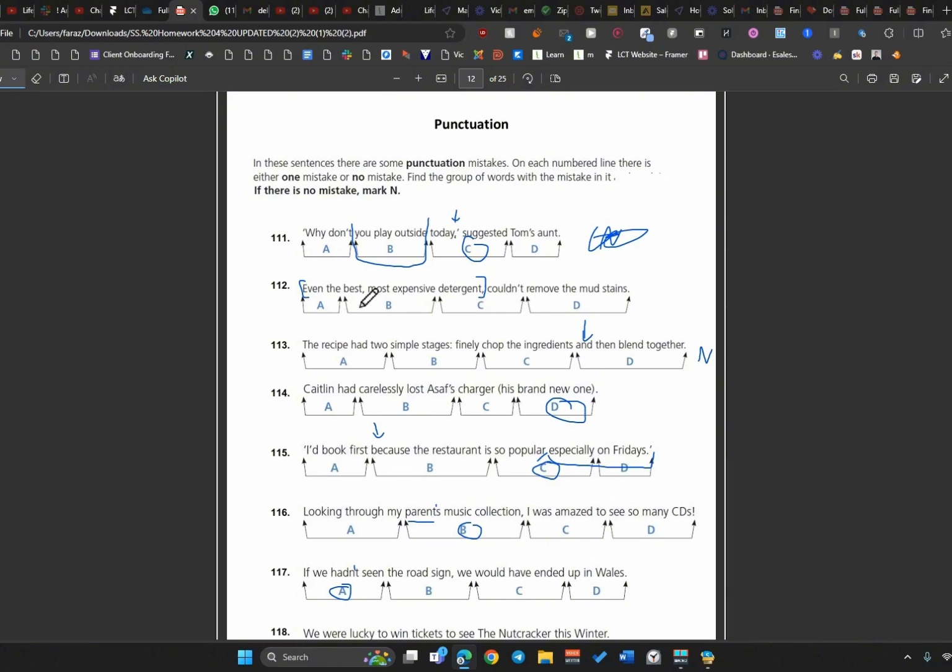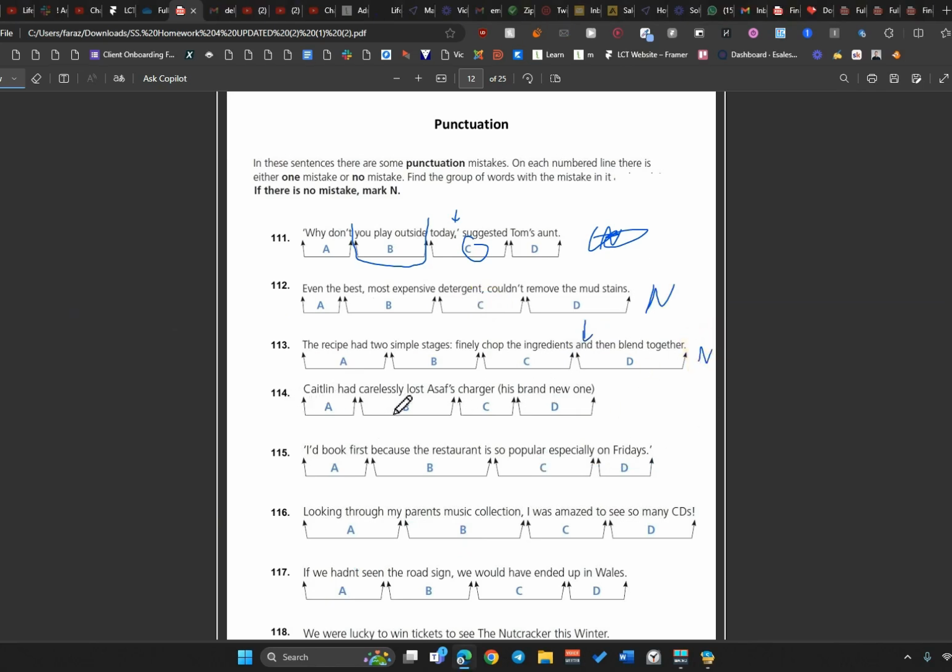own. The reason you're allowed a comma here is because that's more of a list, so you're saying best and most expensive, using a comma rather than "and", whereas a comma here would be to end the clause, and that doesn't work, so there shouldn't actually be a comma here. It should go "best, most expensive detergent couldn't remove the mud stains", which is why C is the mistake here. But because we've joined it with an "and", I don't think there's any need, so this is going to be an N as well.